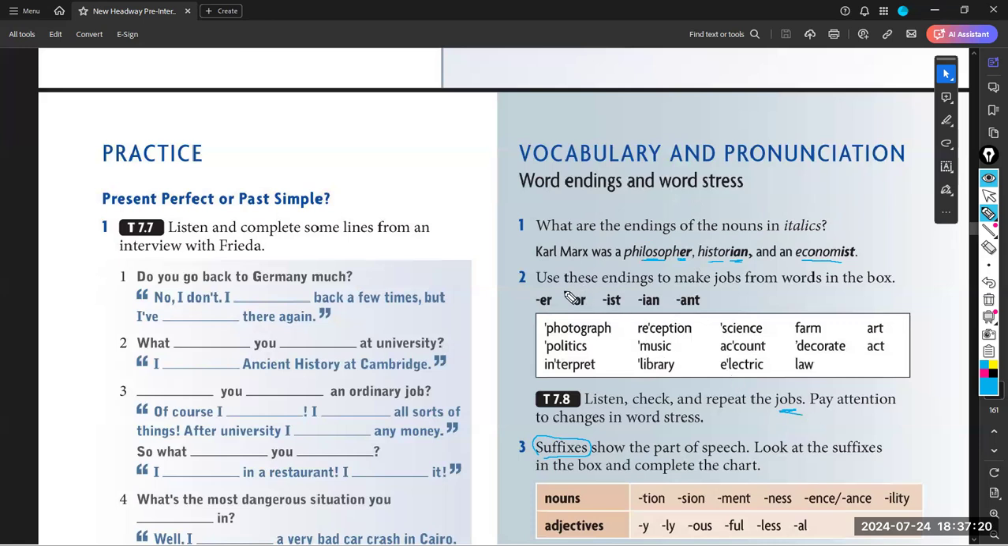Okay, now let's try to use these endings to make jobs from words in the box. We have these suffixes which are ER, OR, IST, IAN, and ANT. First of all, we have photograph. What is the suffix that I can add? Photographer. Photographer, exactly. Thank you so much. So I have to add ER to mention the person who's doing the action or maybe the job.